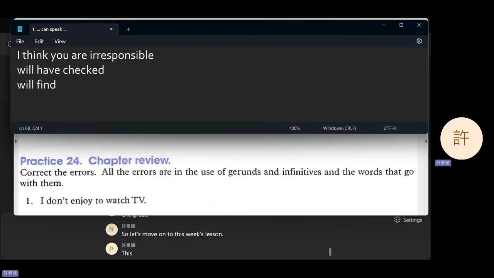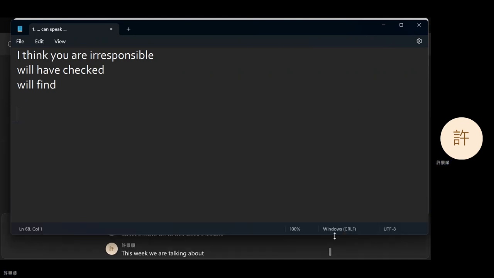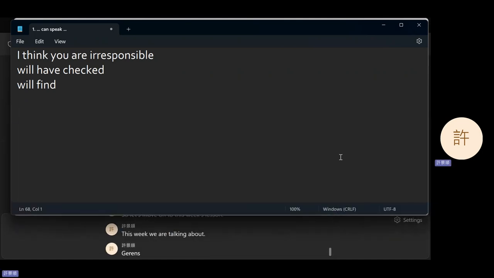This week we are talking about gerunds, infinitives, and imperative mood. What are these things? Let's go one by one. First one is gerund.